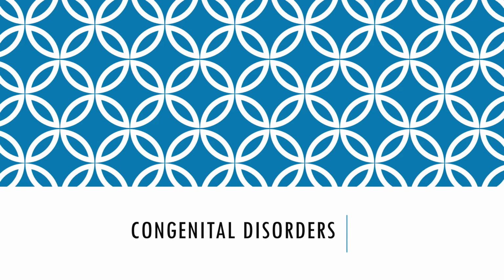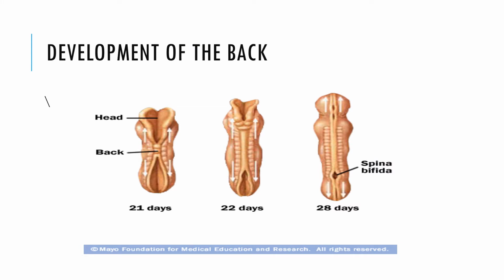In this video, we are going to be covering different types of congenital disorders. The first disorder that we're going to talk about is spina bifida. First, we're going to have to talk about the development of a normal back, what this normally looks like.